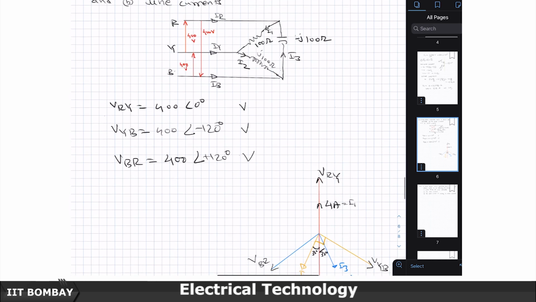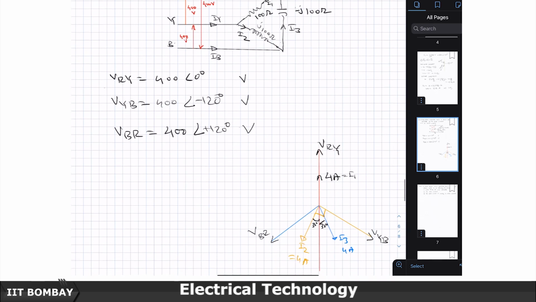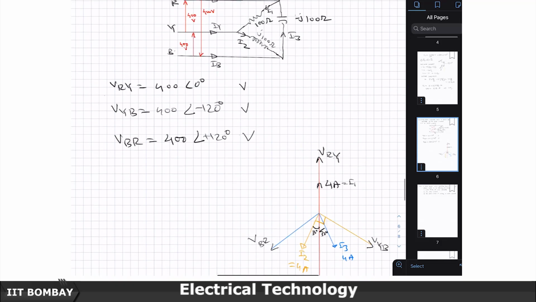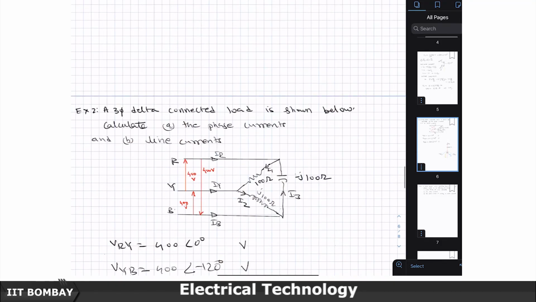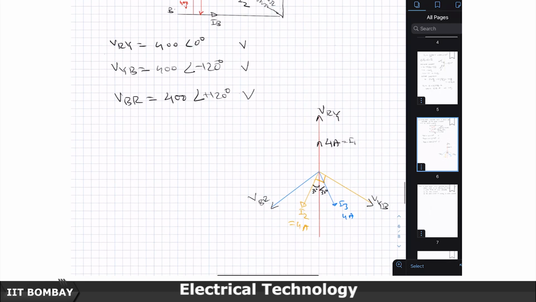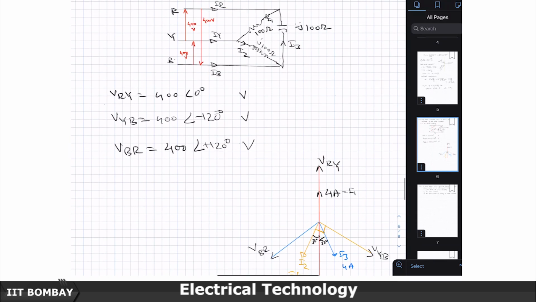So now, I have got I1, I2 and I3. What was asked is to calculate the phase currents, so all the phase currents are known. Now our job that is left is to calculate the line currents. So what is the line current IR? Line current IR is I1 minus I3, and so I1 is 4 amperes minus I3.